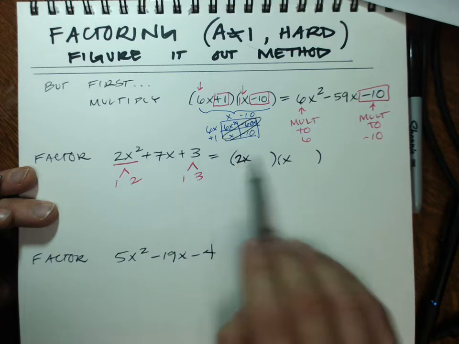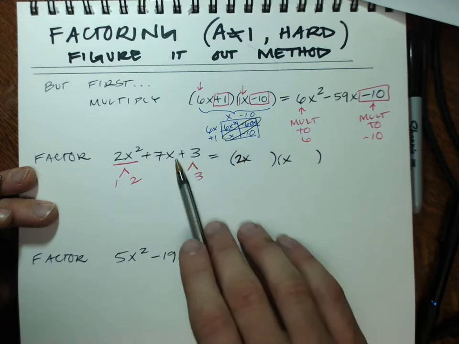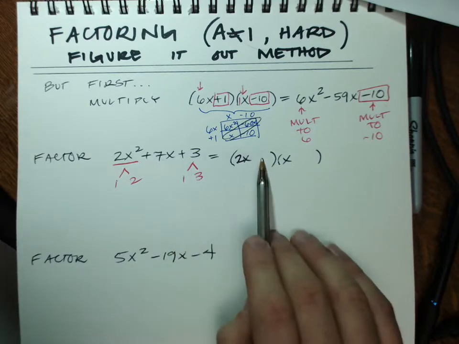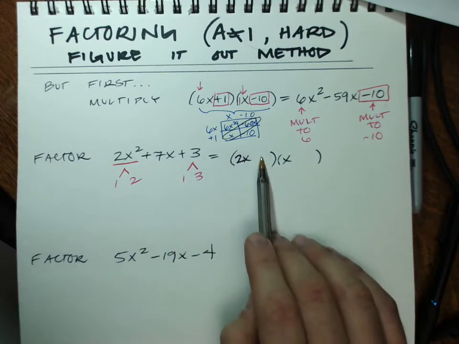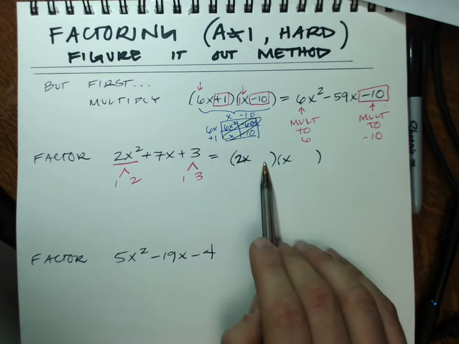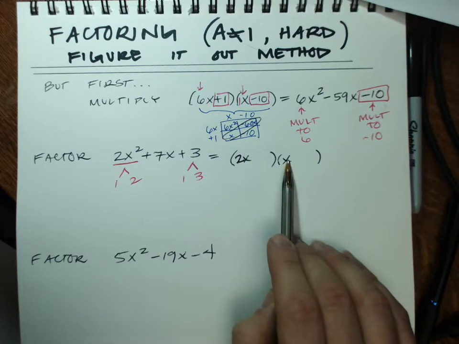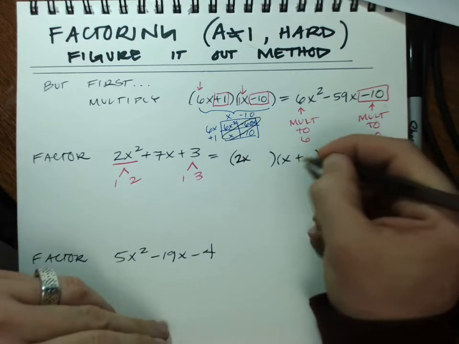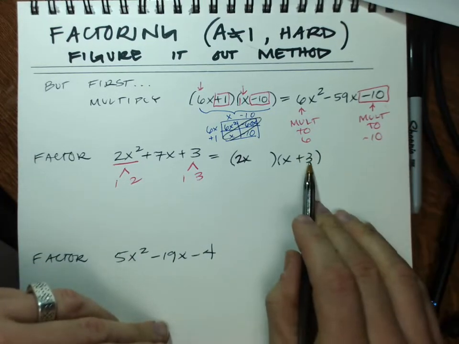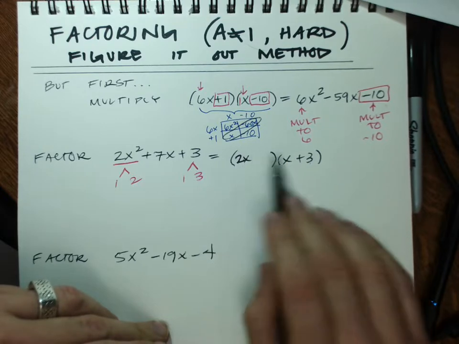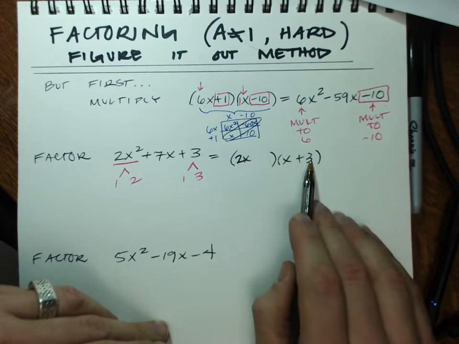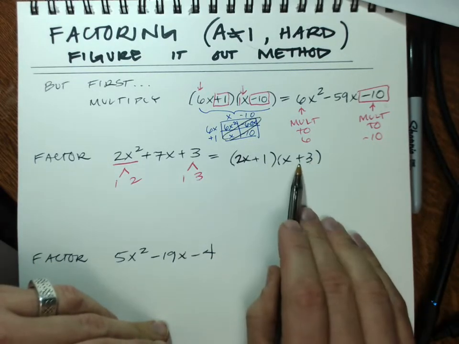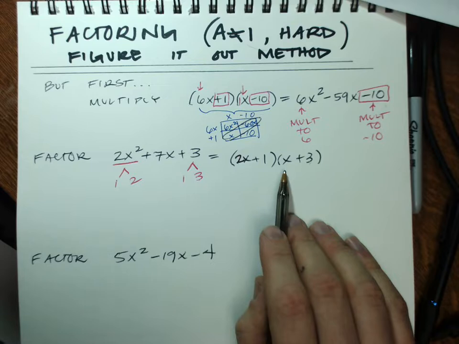Overall, when we multiply them, the terms will add up to 7x. So if we put a 3 here, this 3 times this x, 3x. In fact, the 3 has to be on this one, because this 2x times this 3 makes 6x. And then the plus 1 here. So we're kind of just puzzling through this.